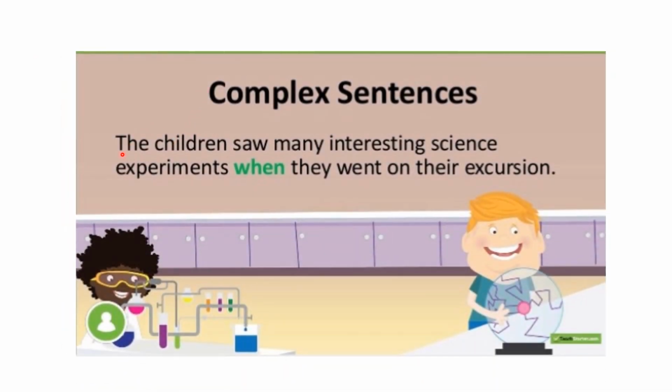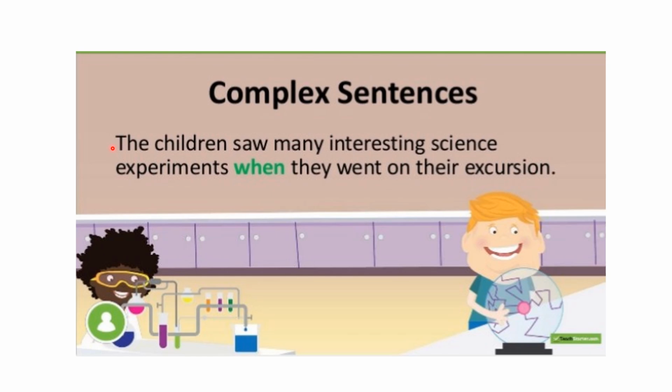Complex sentence: the children saw many interesting science experiments when they went on their excursion. This is a complex sentence. The children saw many interesting science experiments is the main clause. When they went on their excursion is the subordinate clause. So what is a complex sentence? A complex sentence joins an independent, or main, clause with a dependent, or subordinate, clause. You see, this is the subordinating conjunction when. A subordinating conjunction introduces the subordinate clause. And this is a complex sentence.